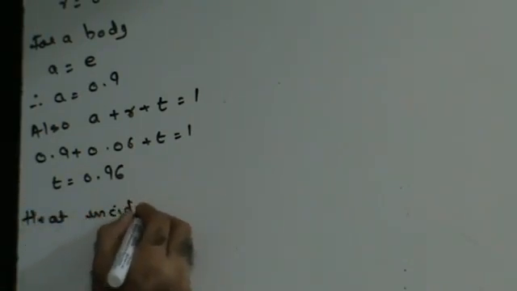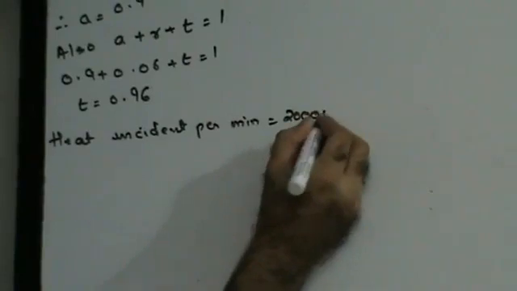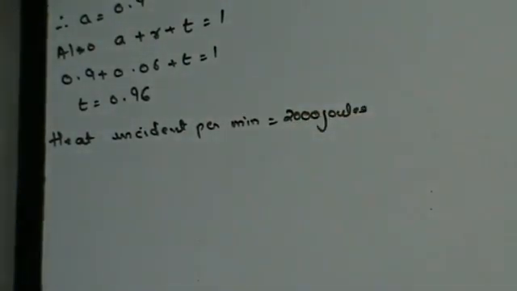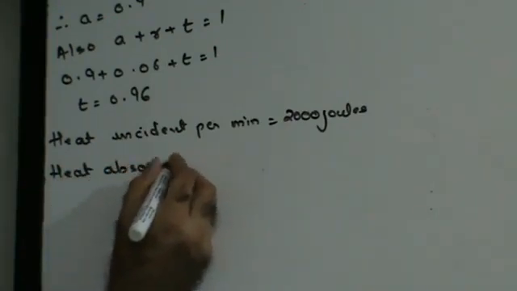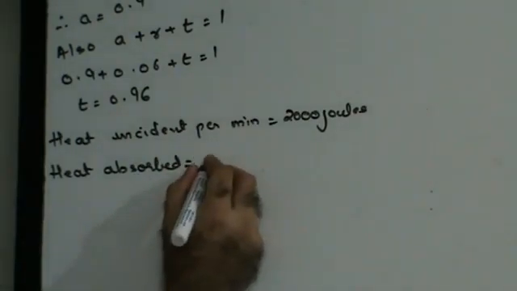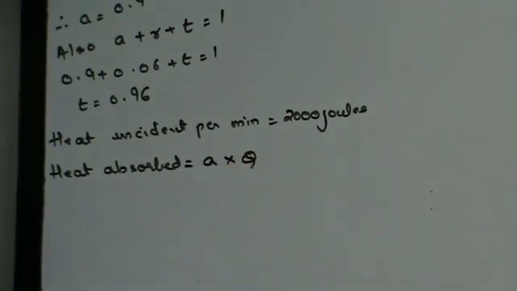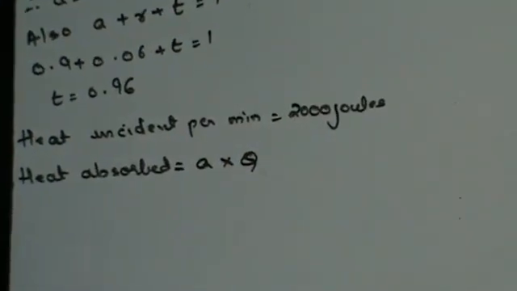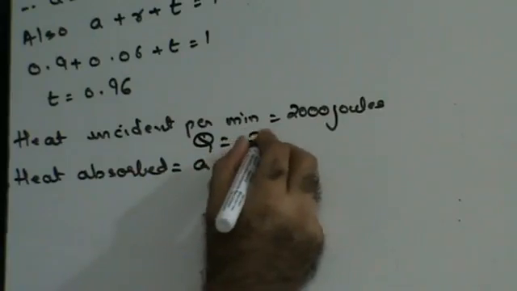Right? Now they have given you that heat incident per minute is 2000 joules. In that case, how much will be the heat absorbed? Heat absorbed will be nothing but whatever is the coefficient of absorption into the heat incident. You will come to know the amount of heat absorbed, and this is your Q. Q is 2000 joules.